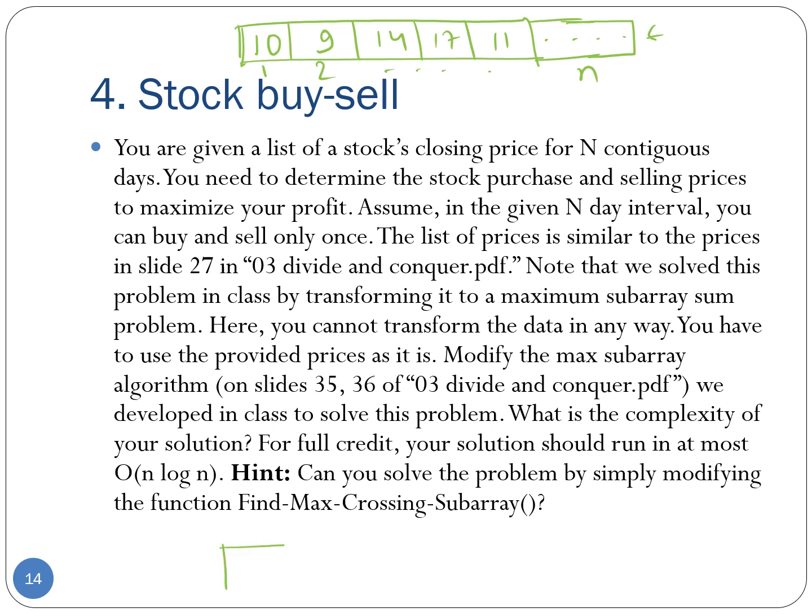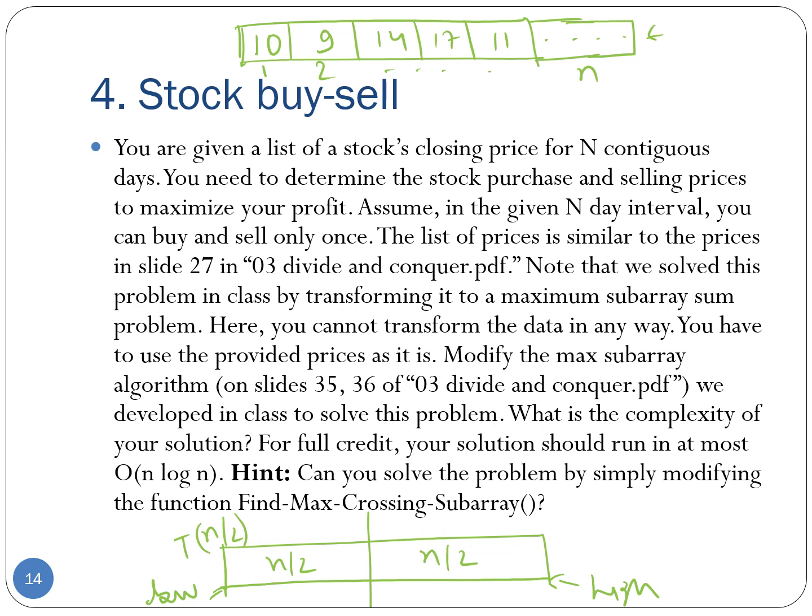So for instance, this is your array. Let's say this is your low index, this is your high index. The solution methodology remains the same. We divide this array into two parts of n by 2 size, and then we recurse on the left half, and we recurse on the right half, and then we finally combine these two costs. So there are actually three possibilities.